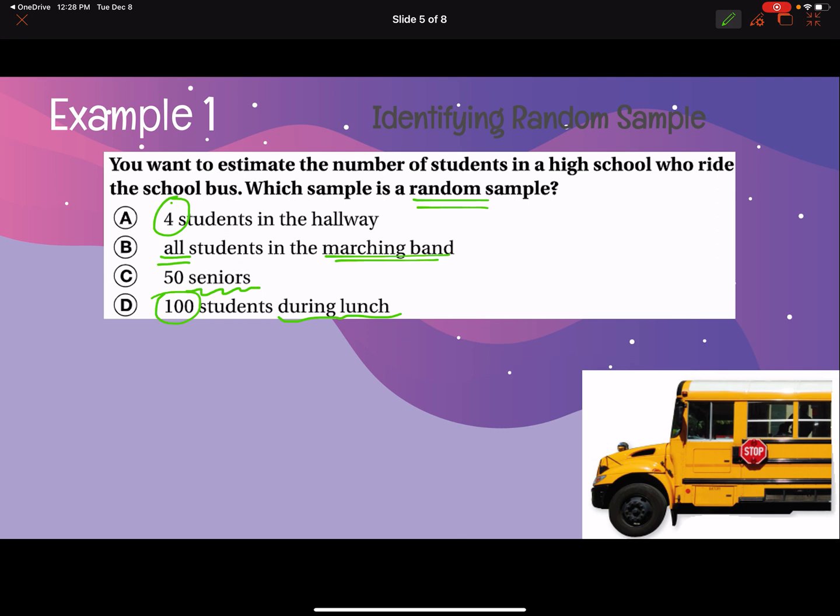So let's talk about each one of these. In part A, 4 students in the hallway. Do you think that is a good enough sample if we're talking about an entire high school?